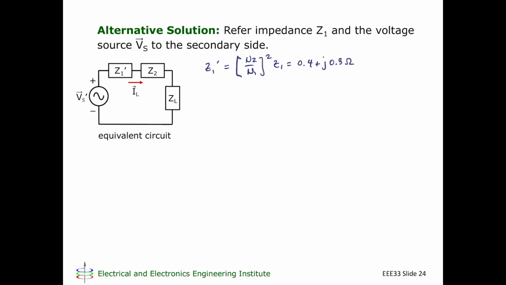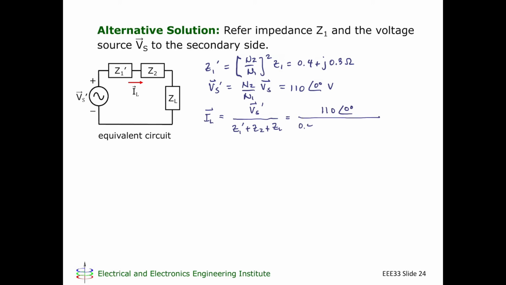Okay, what about V sub S prime? V sub S prime will just be governed by the turns ratio relationship. So V sub S prime is N2 over N1 multiplied by V sub S. So this will be 110 at an angle 0 degrees volts. So now we can easily solve for I sub L. I sub L is V sub S prime over Z1 prime plus Z2 plus ZL. So this is 110 at an angle 0 over 0.4 plus J0.3 plus 0.3 plus J0.4 plus 8 plus J6. And voila, from your calculator, you're going to get 10.02 at an angle minus 37.6 degrees amperes.